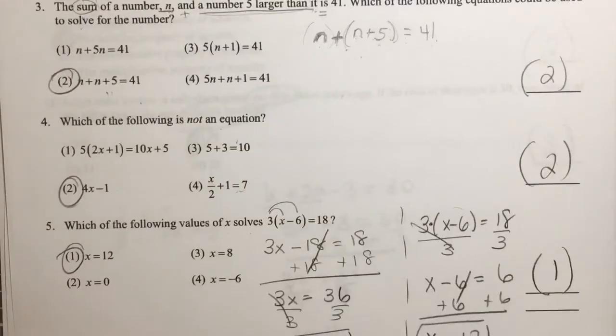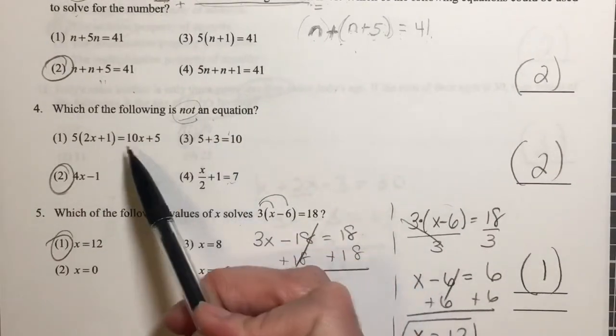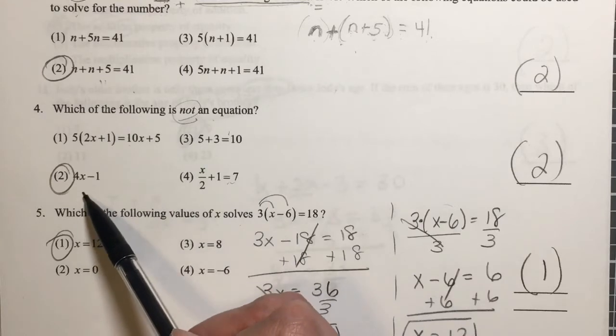Number 4, which of the following is not an equation? An equation has equal signs. 2 is the only one that does not have an equal sign.